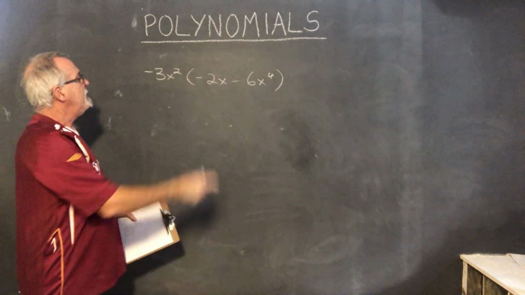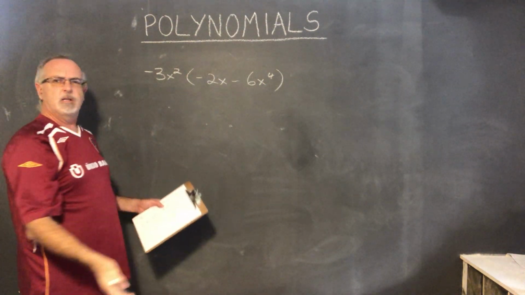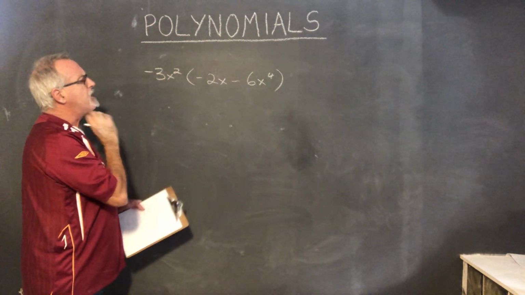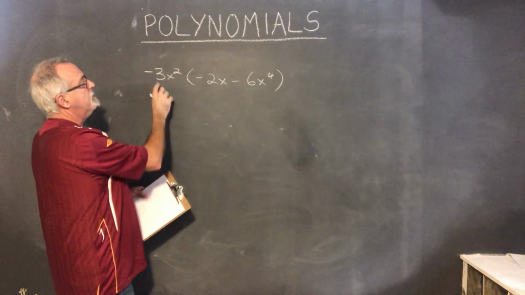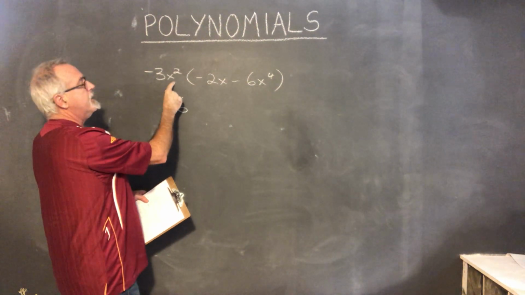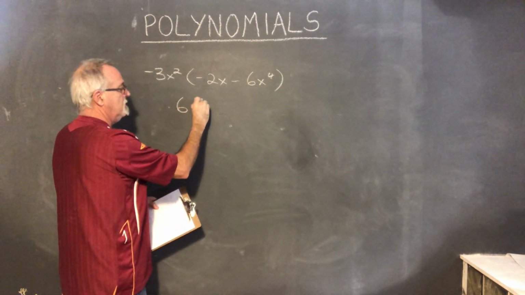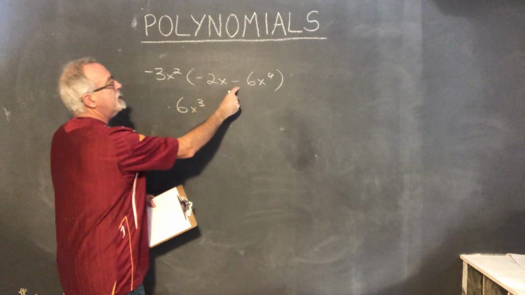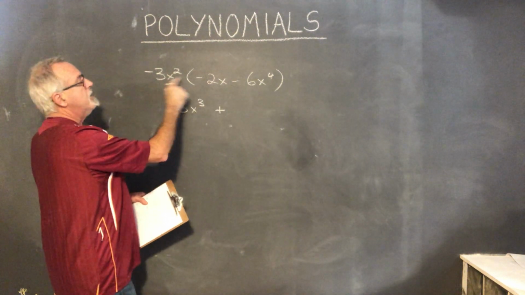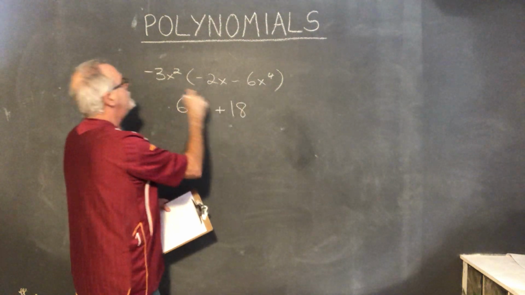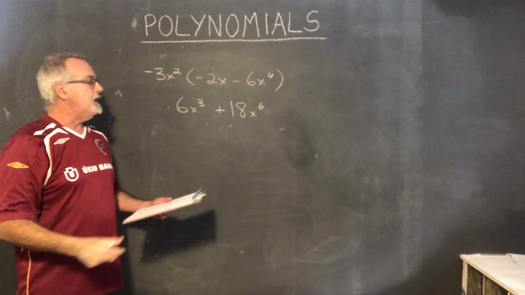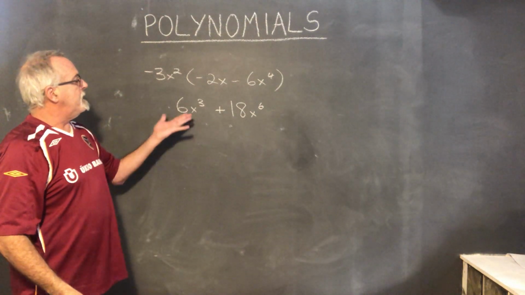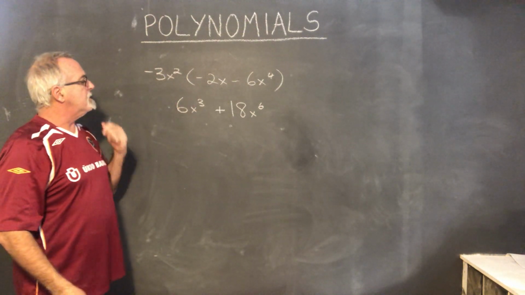No, it doesn't. A negative times a negative is a positive. Oh, okay. And I can show this different ways. I think I'm just going to simplify it. Negative times a negative is a positive. 3 times 2 is 6. X squared times x is x cubed. Then a negative times a negative is a positive again. 3 times 6 is 18. And x squared times x to the 4 is x to the 6. When we multiply, we add the exponents. Not so bad. Interesting how all those negative signs canceled out.